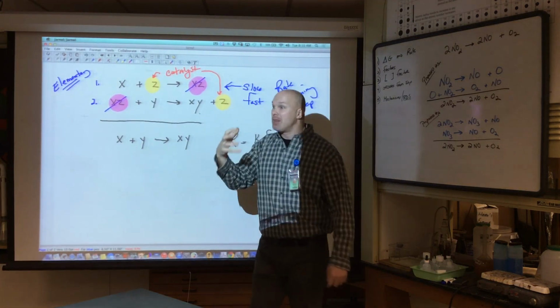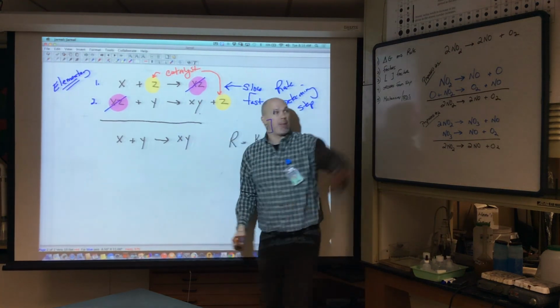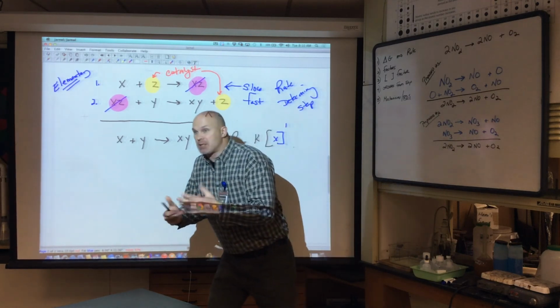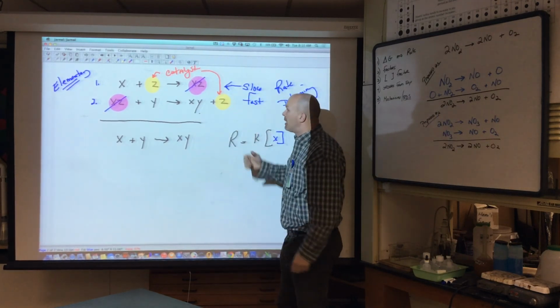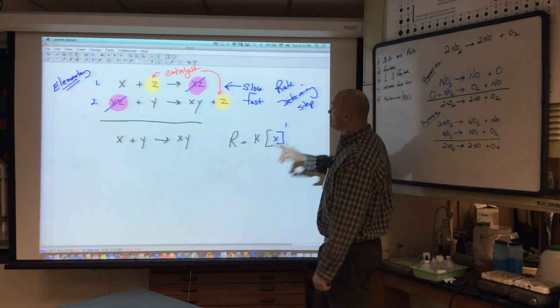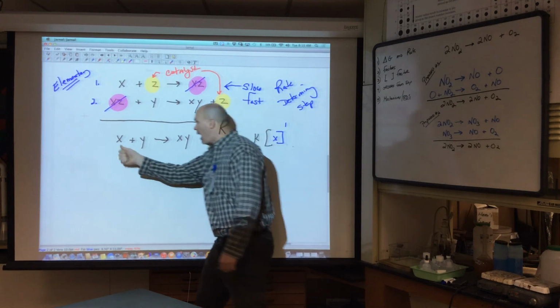You see, the experiment helps us with proposed mechanisms. All we know is we can't watch these things happen. We can propose the steps, and then we can test them to see if they make some sense. So this is a possible mechanism. This is a 2-step process, not a 1.